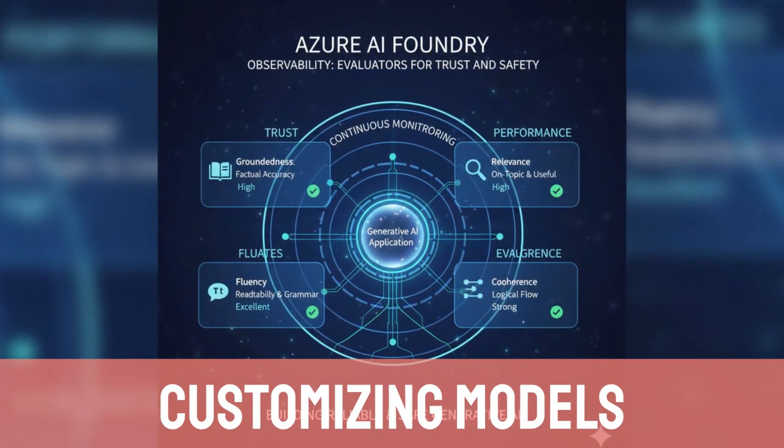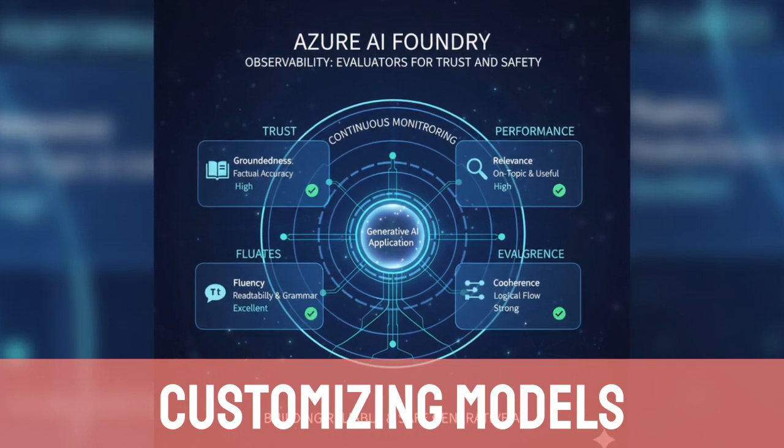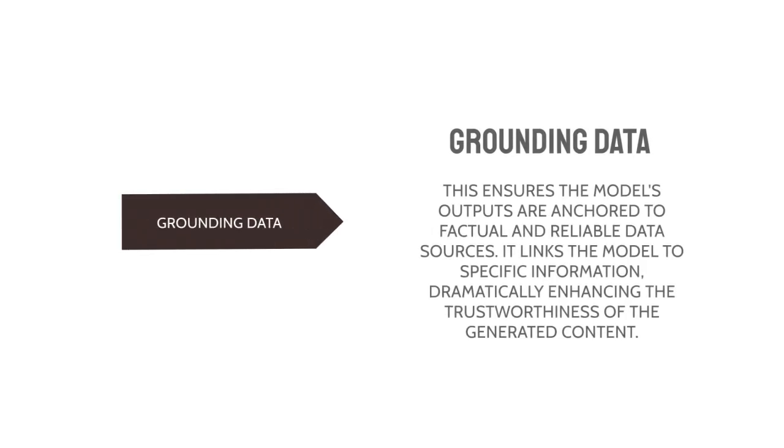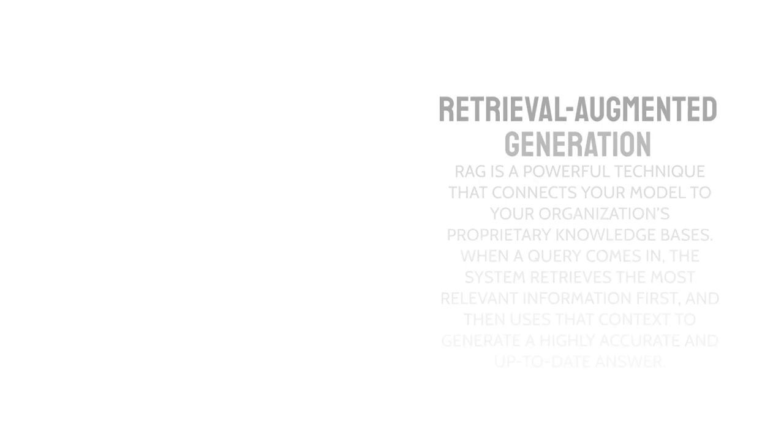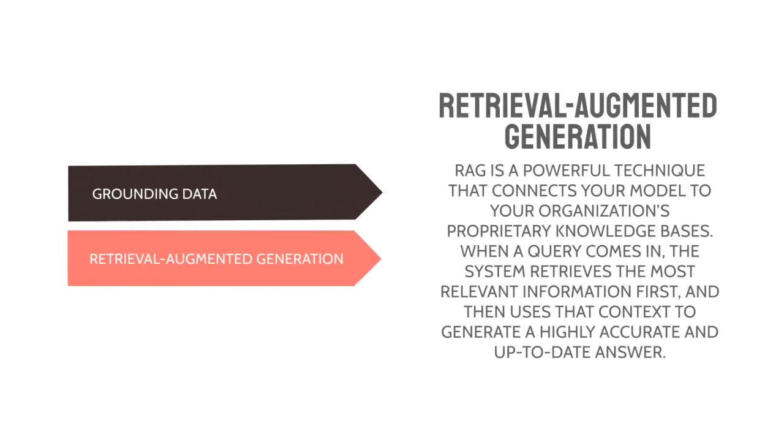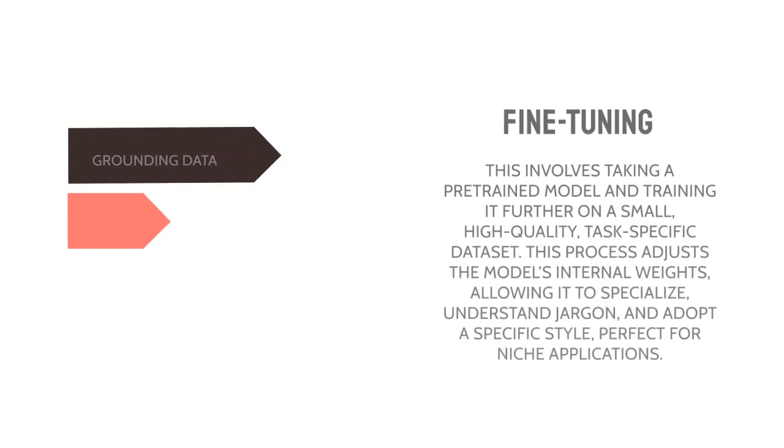Azure AI Foundry supports 4 primary methods for this. Using grounding data. This ensures the model's outputs are anchored to factual and reliable data sources. It links the model to specific information, dramatically enhancing the trustworthiness of the generated content. Retrieval augmented generation is a powerful technique that connects your model to your organization's proprietary knowledge bases. When a query comes in, the system retrieves the most relevant information first, and then uses that context to generate a highly accurate and up-to-date answer.